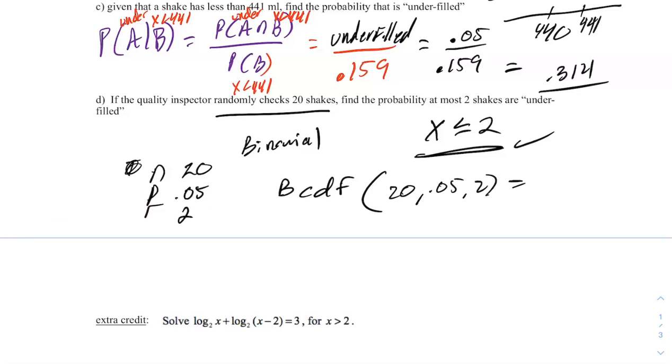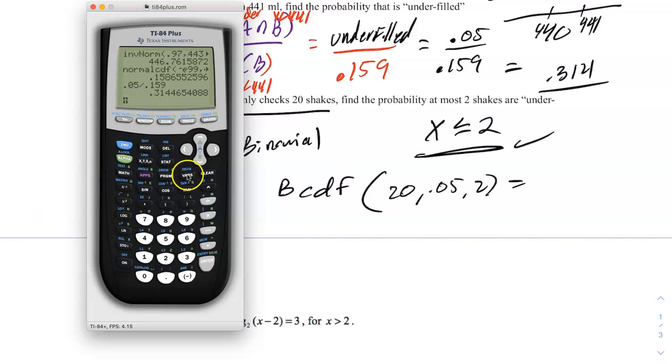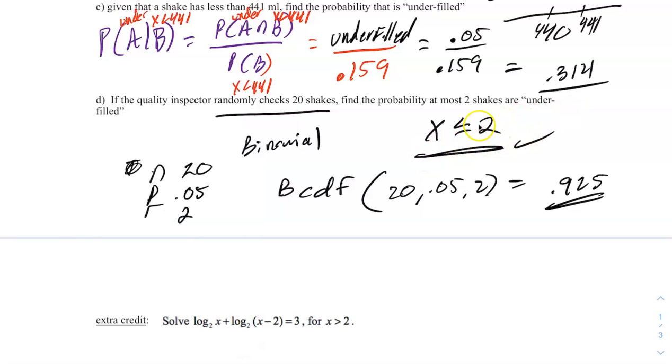Put it in our calculator. Second distribution, we're going to go binomial CDF because it's at most, so less than or equal to. Trying 20 of these, probability of getting underfilled is 0.05, and my X value is 2. Have that all in, and you get about 0.925. So you have a 92% chance that at most 2 shakes are underfilled. And there you go.